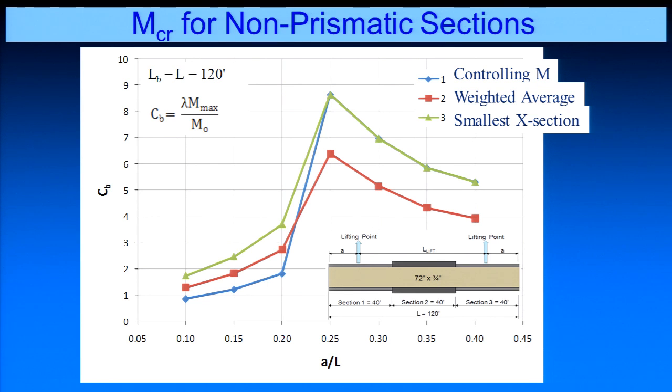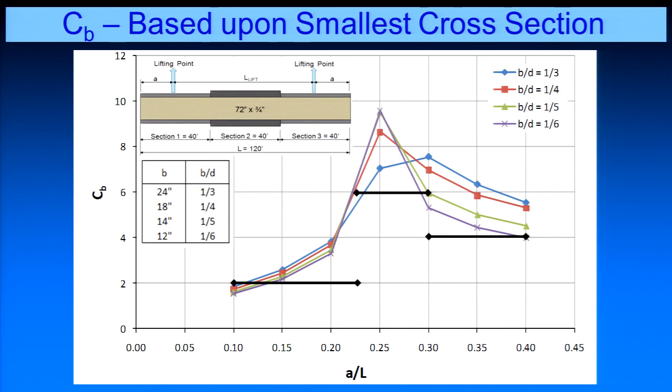But you end up seeing here, as we vary the lifting location, you get some huge swings in the C sub b factors. Okay? So we did some cases here where we had regions out here which had smaller flanges, and this would be representative of a negative moment region where the flanges get much larger. Okay? And this just shows some graphs for different flange width to depth ratios, and how the C sub b factors would change.